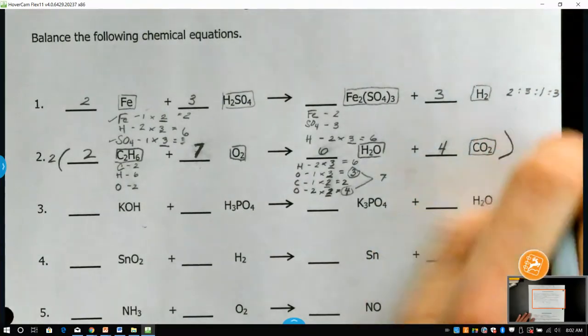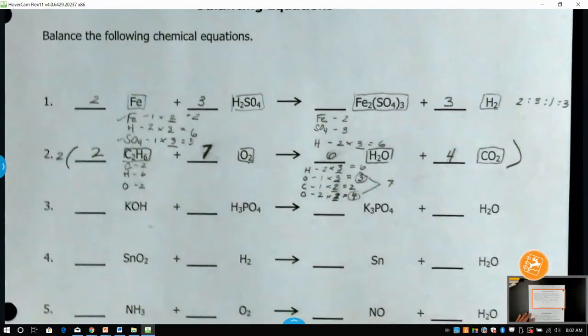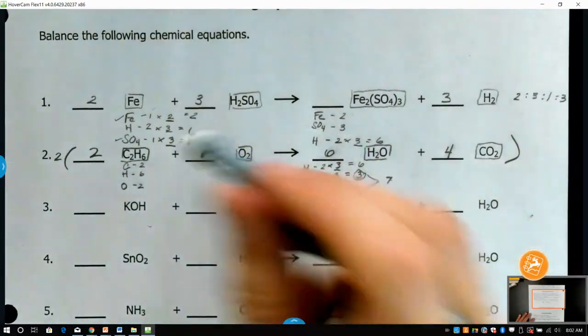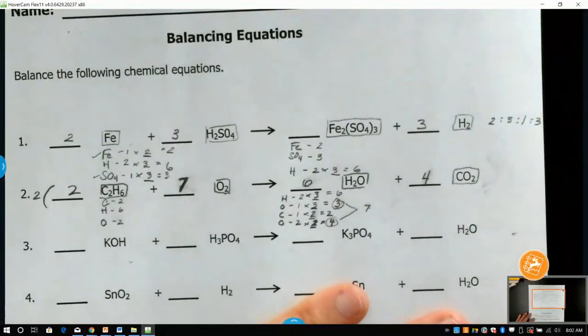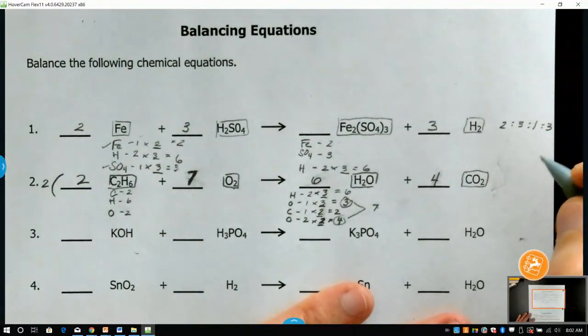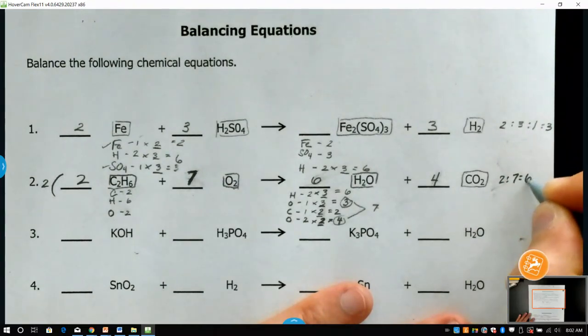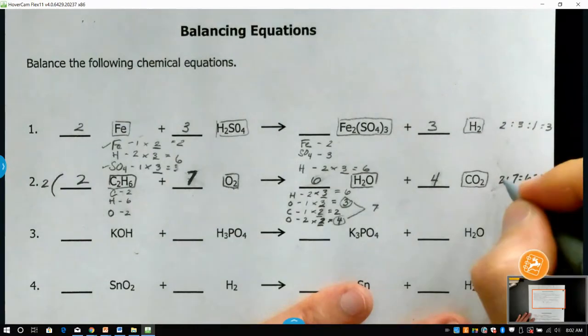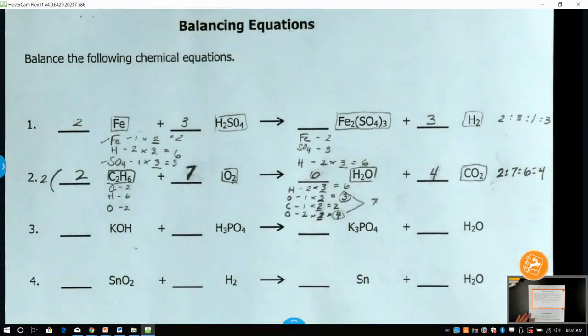So do you have to have the parentheses or no? I'm just showing you why. But if you can remember that, you're good. So this reaction is now completely balanced, and we would say it's a what to what to what ratio? 2, 7, 6, 4. A 2 to 7 to 6 to 4. Okay. So that one is one of them that is not easy to do like that.